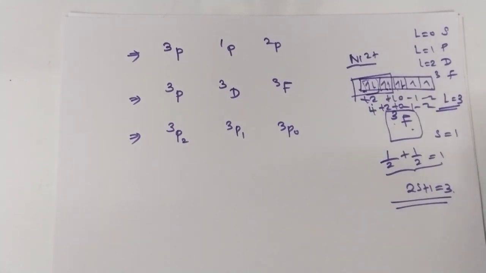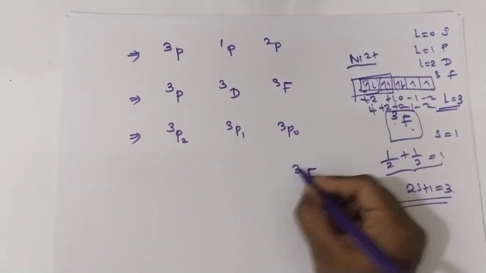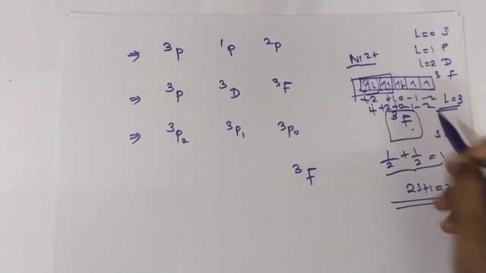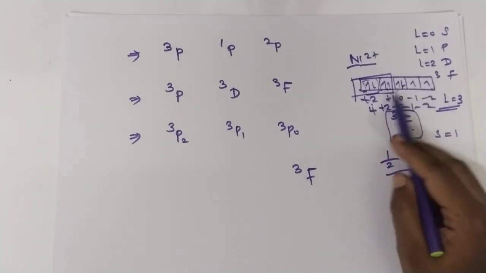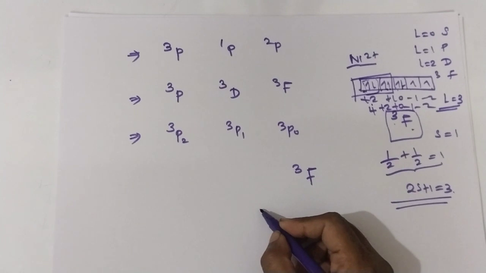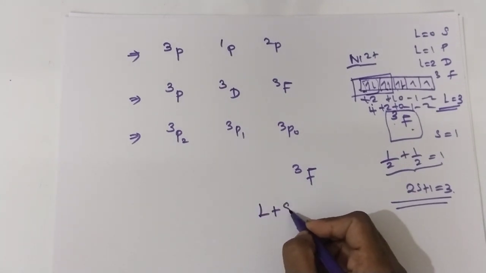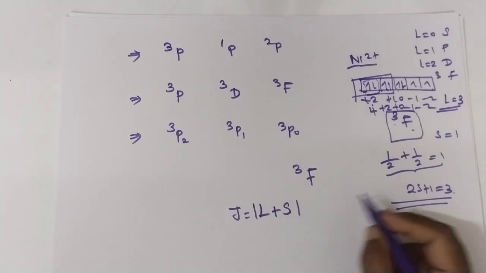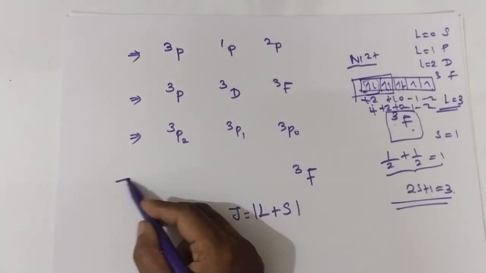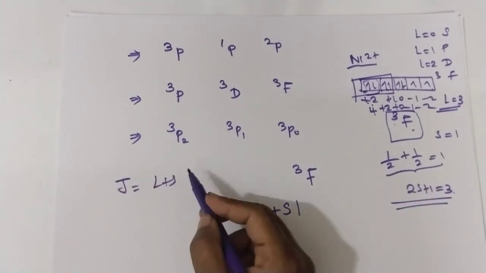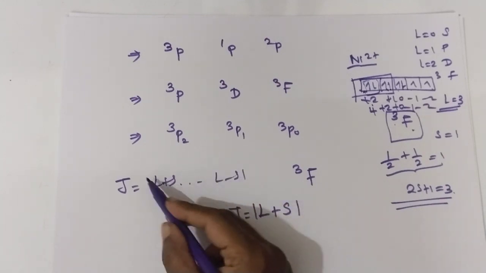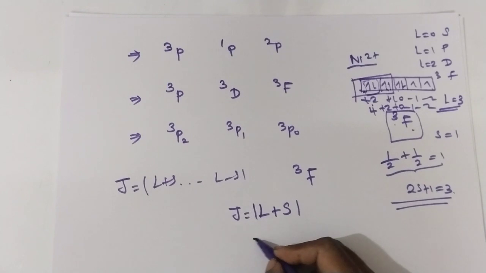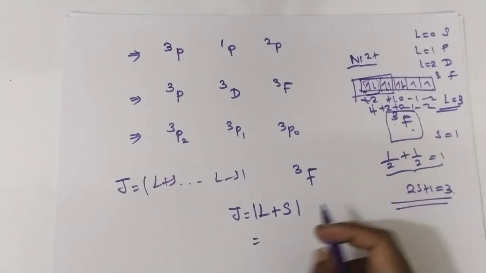Then how will you find out the term symbol? 3F is the term. If you find out the J value also, it is known as the term symbol. So in this, it is more than half filled, right? It is more than half filled. So for more than half filled, you have to take the J value as L plus S. Generally, the J value is found from L plus S to L minus S. In this case, it is more than half filled, then you can choose L plus S for the ground state term symbol.